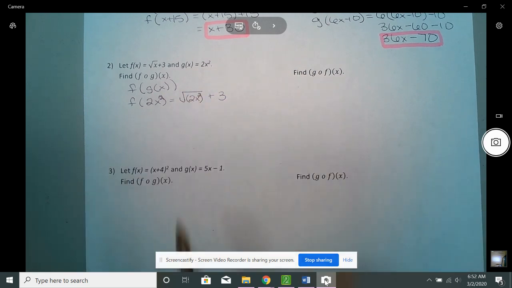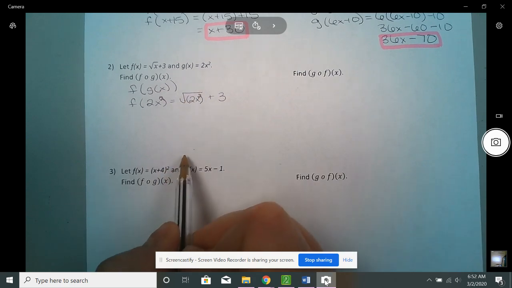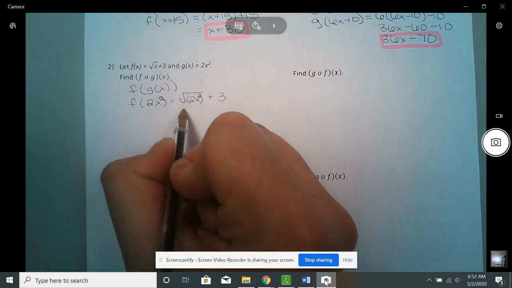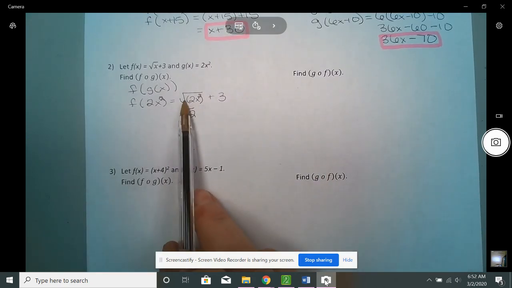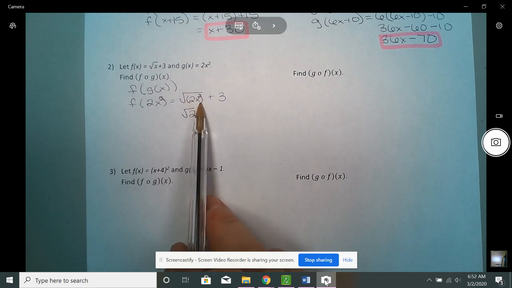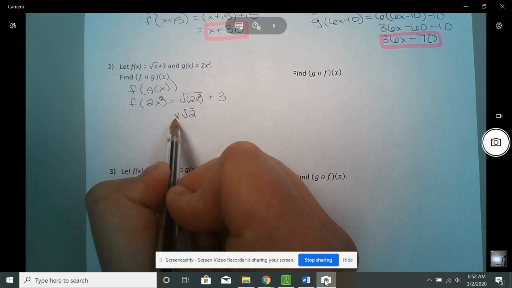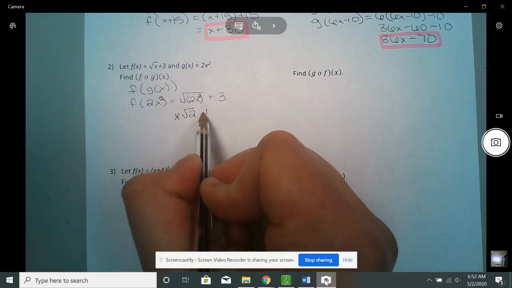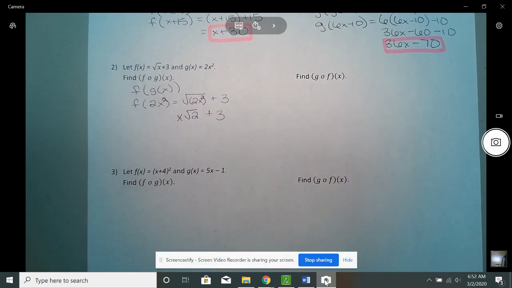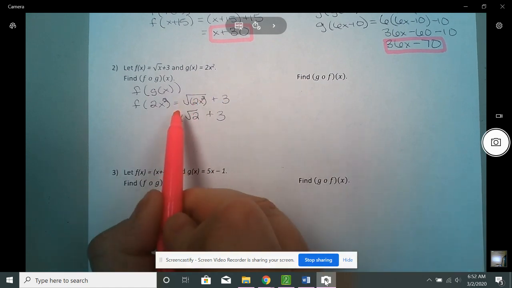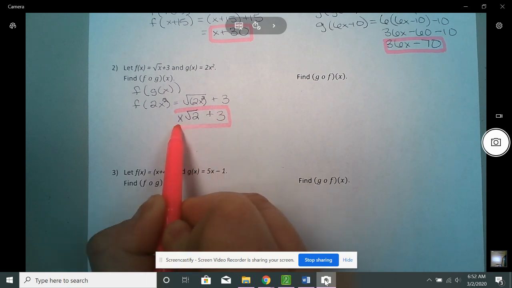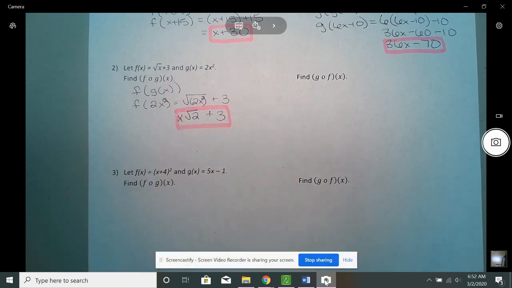Now to simplify. The square root of 2 can't be simplified, so we leave that as the square root of 2. The square root of x squared can be simplified. We can take out 1x and then add 3. This is a fully simplified function. So f of g of x is x times 2, the square root of 2, plus 3.